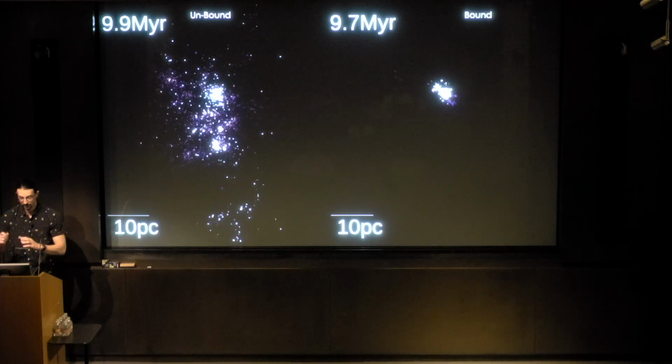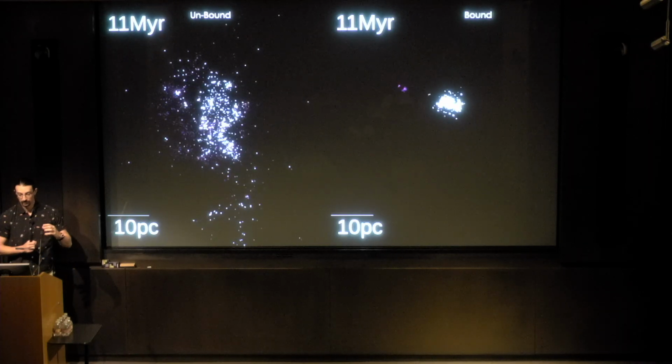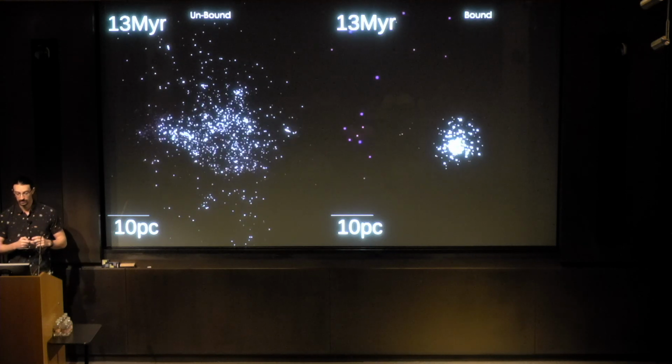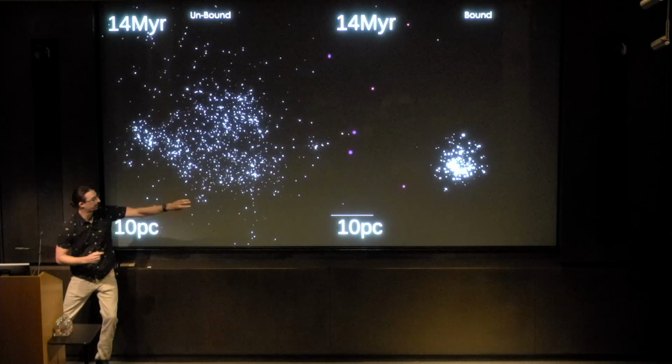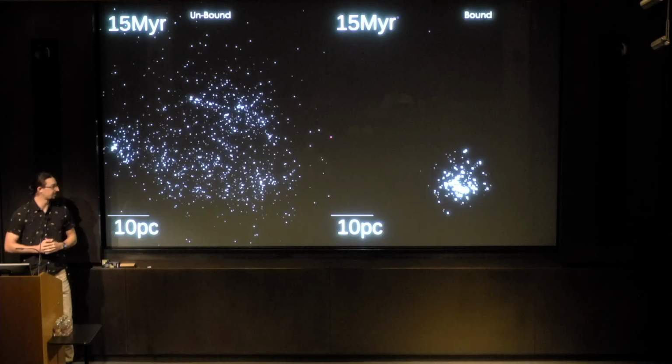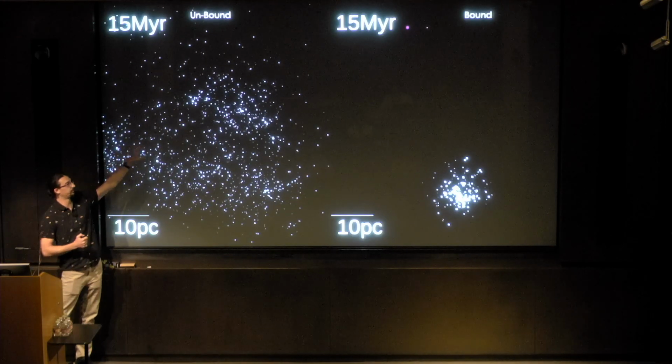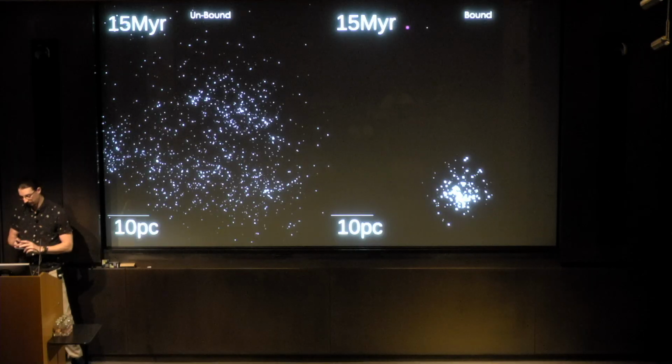Interestingly, especially at this time step, it looks like there's not a lot of physical separation between these two quantities. So over there we have our star cluster that begins to stay gravitationally bound and go away, and then we have our field stars over here.